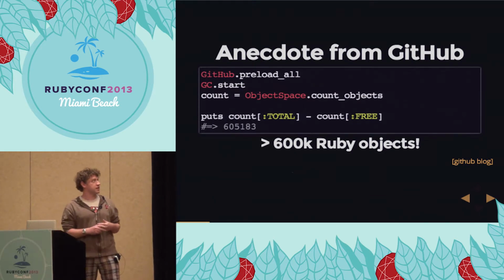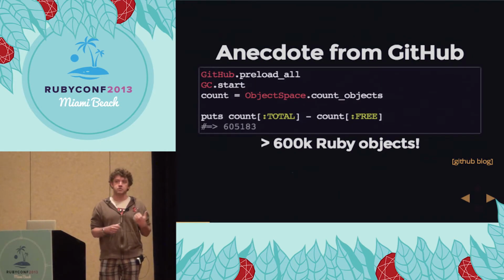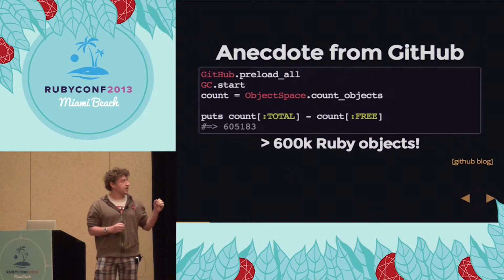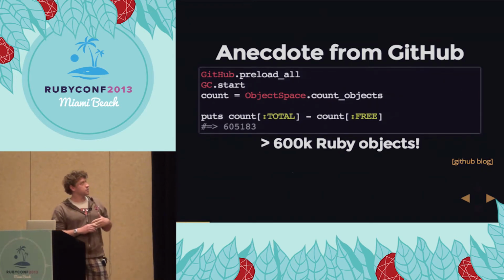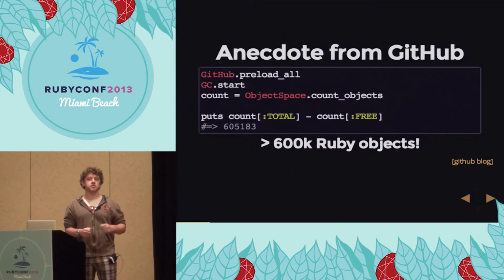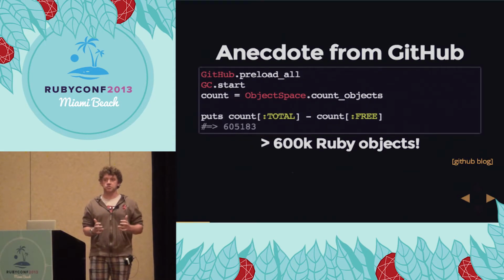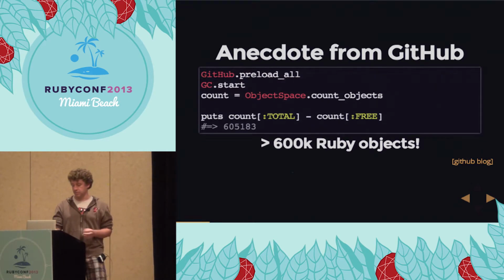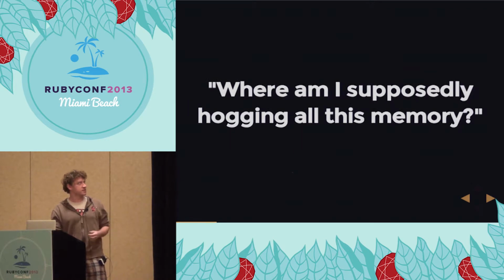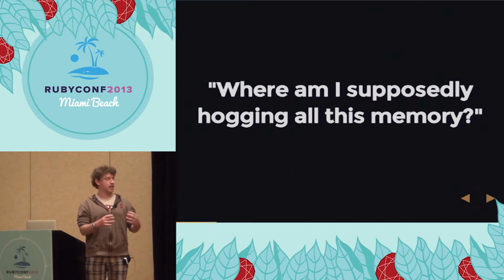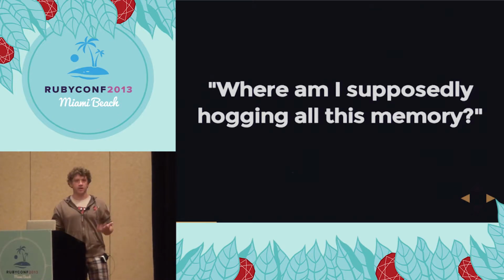So let's start out with an anecdote from GitHub. They have a blog post called "Hey Judy, Don't Make It Bad" that details this. So they saw that when they fire up the GitHub application and immediately count how many objects it has, right after firing it up, it has more than 600,000 objects. And they thought, this is crazy and unexpected. Why is this? So they wanted to explore why this happens. Where am I supposedly hogging all this memory? What Ruby files and what classes are allocating all this memory?